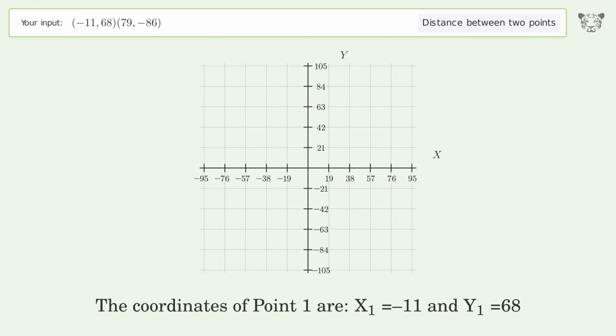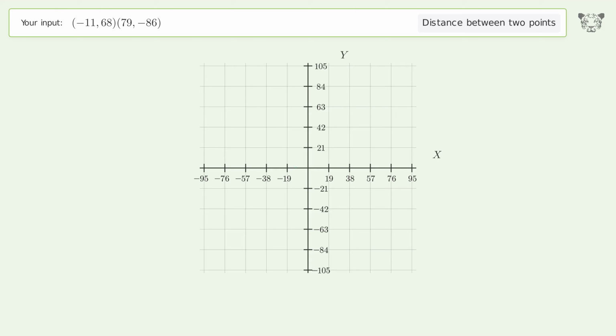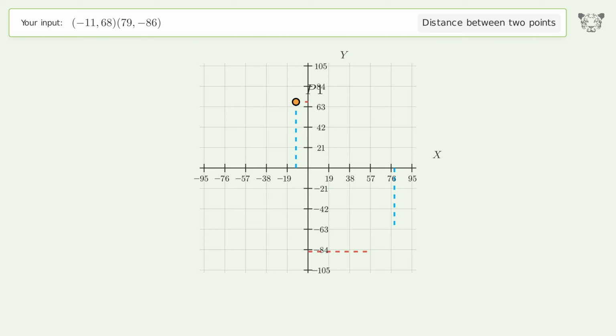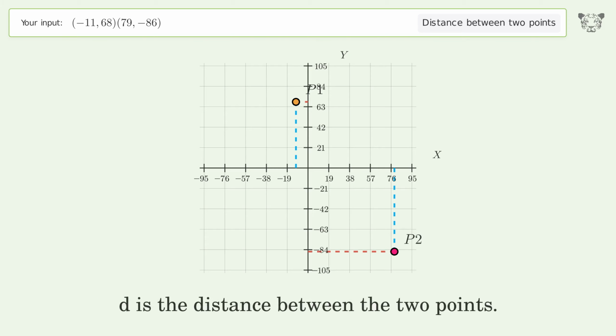The coordinates of point 1 are x1 equals -11 and y1 equals 68. The coordinates of point 2 are x2 equals 79 and y2 equals -86. D is the distance between the 2 points.